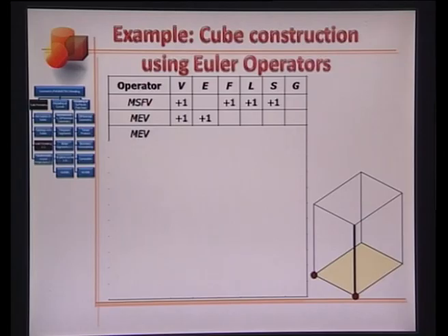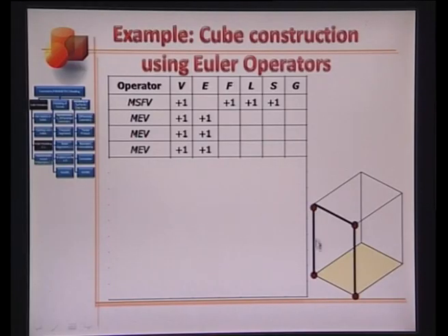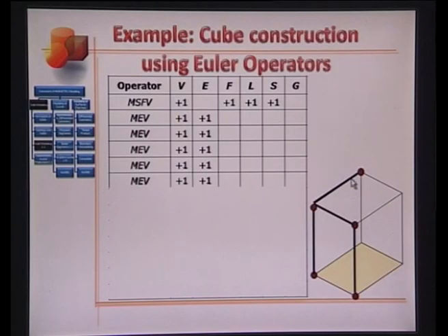The third step, once again, make an edge and a vertex. The number of vertices and edges increase by one each. This is the new edge and a new vertex introduced. Next step, make an edge and a vertex again. The next step, make an edge and make a vertex. Once again, make an edge and make a vertex.